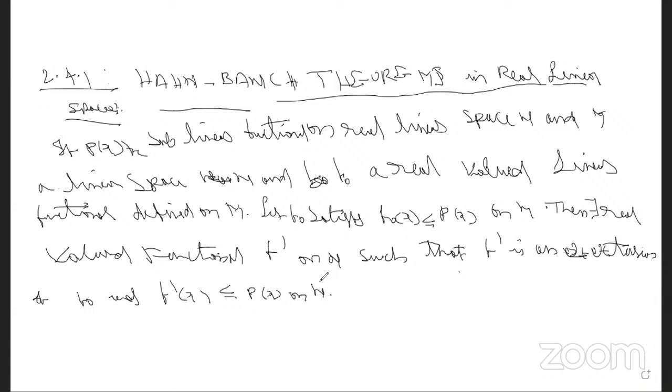If P of X is a sublinear functional on linear space N and M a linear subspace of N, and F naught a real valued linear functional defined on M. Let F naught satisfy F naught X less than or equal to P of X on M. Then there exists a real valued functional F dash on N such that F dash is an extension of F naught and F dash X is less than or equal to P of X on N. So we have to clear the board first.